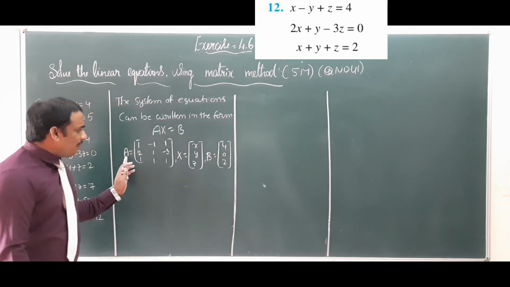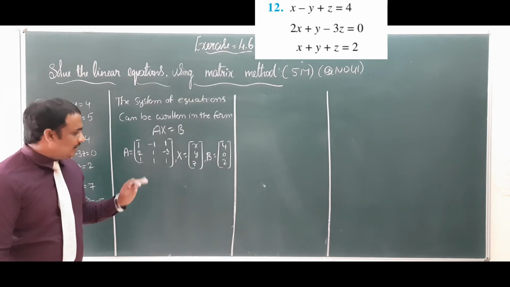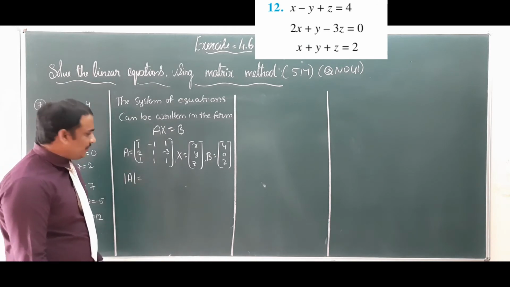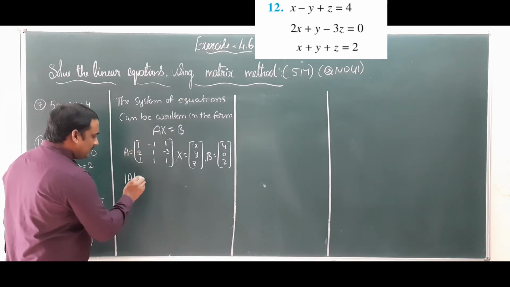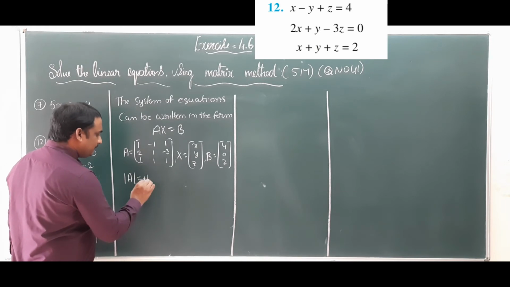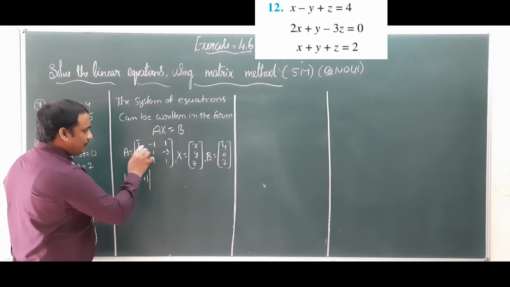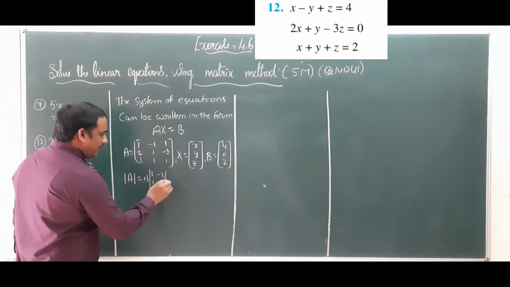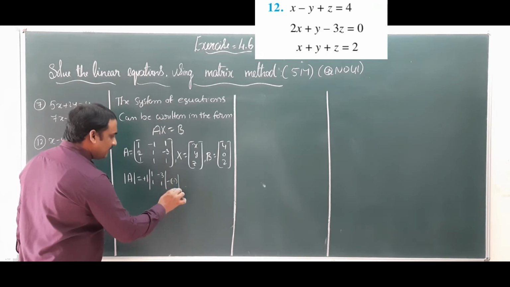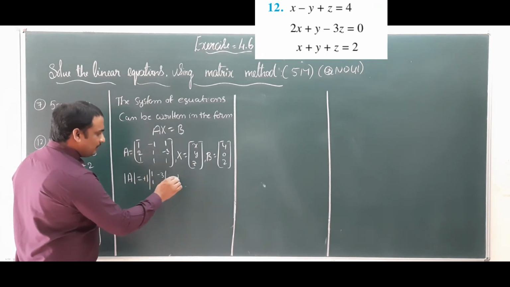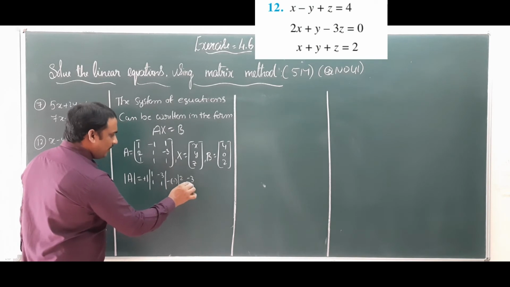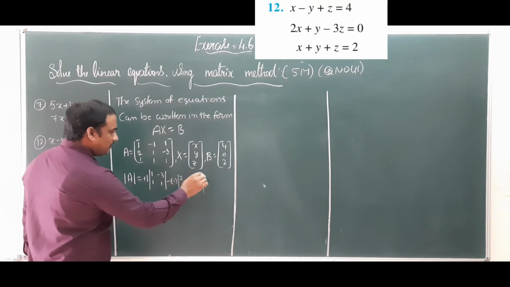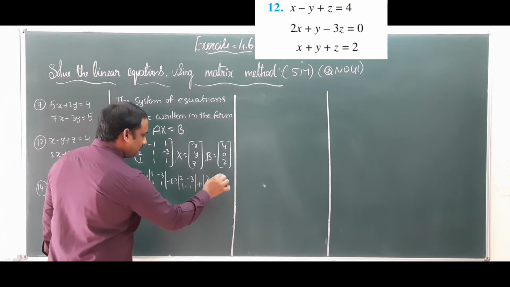You wrote the A matrix, X matrix and B matrix. Now you have to find det A. Whether A is singular or non-singular, you have to simplify. Det A: first, plus 1 into first row first column, 1 here, minus 3 1 1. Next minus, already minus 1 is there, first row second column 2 minus 3 1 1. Next plus 1, first row third column 2 1 1 1.